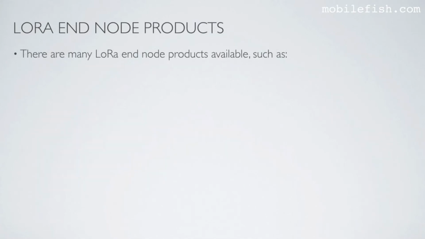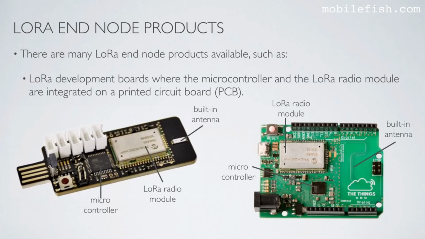There are many LoRa end node products available, such as LoRa development boards, where the microcontroller and the LoRa radio module are integrated on a printed circuit board. Here are two examples. Here is the microcontroller, here's the LoRa radio module, and here's the built-in antenna. Here's another LoRa development board. Here's the microcontroller, the radio module, and the built-in antenna.